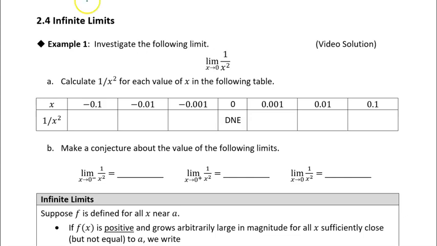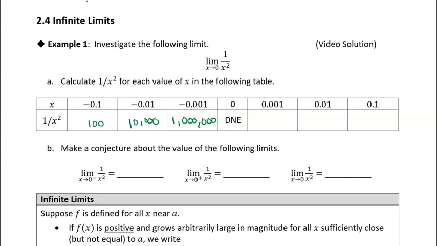So I've got a table here, and we're just going to plug in values for x and calculate 1 over x squared. So when I approach 0 from the left, it looks like when I plug in negative 0.1, I get 100, because it's basically 1/10, and I square it, and then I take the reciprocal of it. And if I plug in negative 0.01, then I get 10,000. And then when I plug in negative 0.001, I get a million.